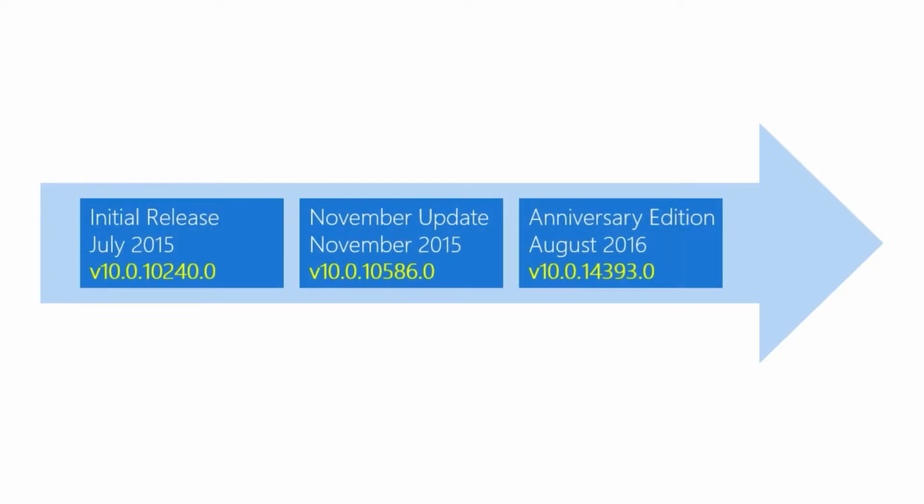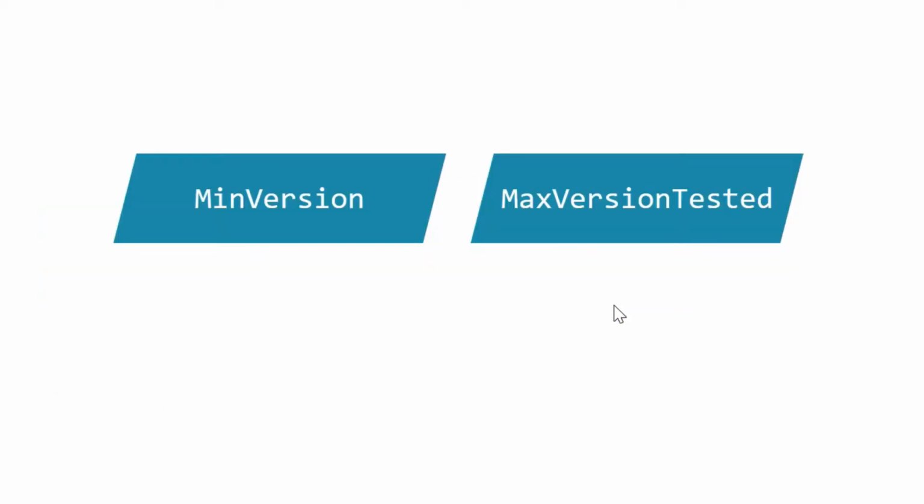Now we're going to talk about how your app targets the different versions of Windows. There's several things to talk about here. Let's start with the versions of Windows itself. So at the time I'm recording this, there are currently 3 versions of Windows 10 that have been released. 10.2.40, 10.5.86, and 14.3.9.3. Your application has to give 2 target version numbers, min version and max version tested.